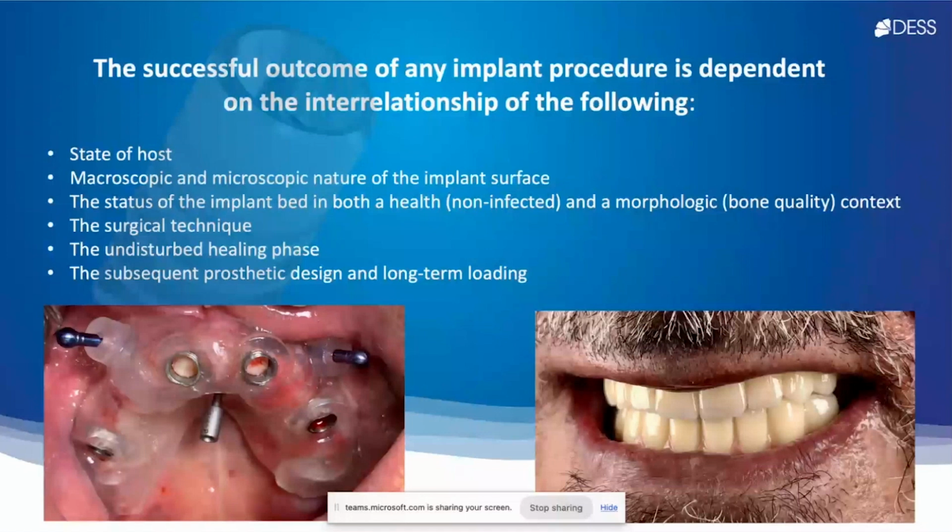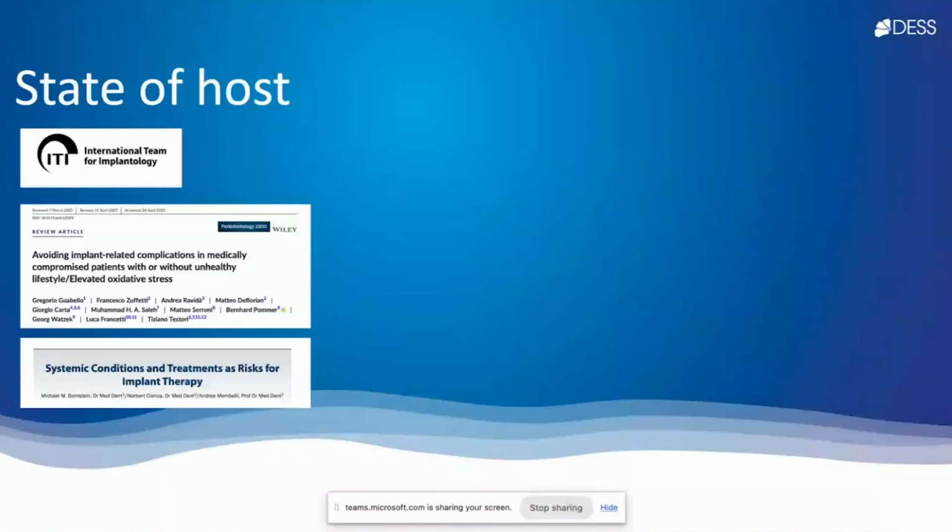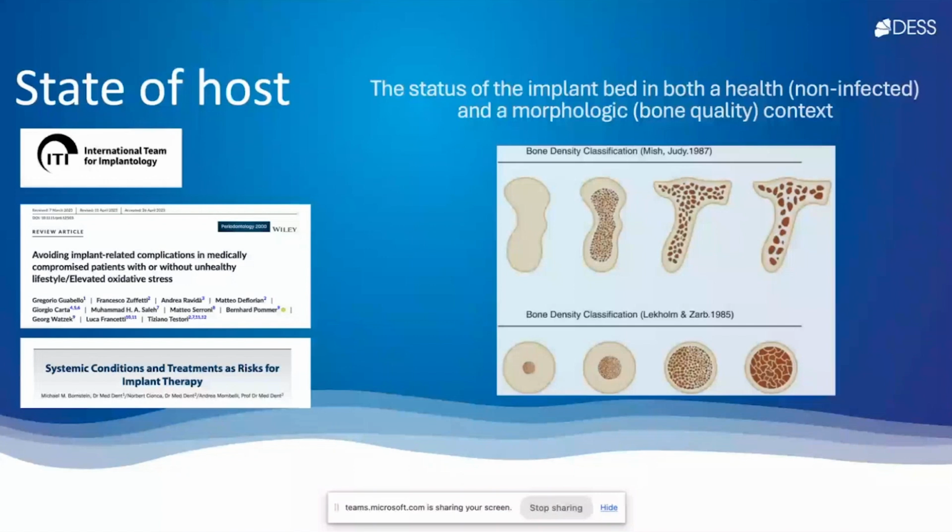So, as I mentioned, the state of the host. I know all of you have a lot of guidelines on who is indicated for the dental implant and who is contraindicated. For sure, we have to know who is, and we should have a proper selection for our cases. Bone quality, as I mentioned.